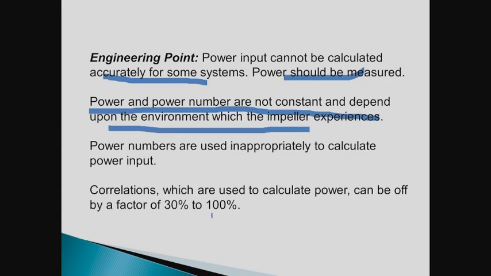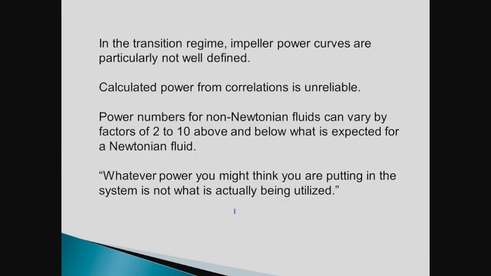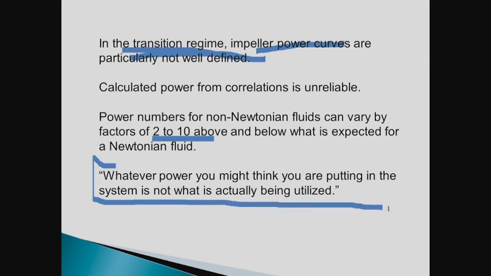I would just say that most calculated powers or power numbers or power results are off by 30 to 100%, maybe even more. In the transition regime, the power number curves are not particularly well defined. You're going to vary by a factor of 5. This is a quote by a very knowledgeable sales rep one time: whatever power you think you're putting into the system is not what is actually being utilized.